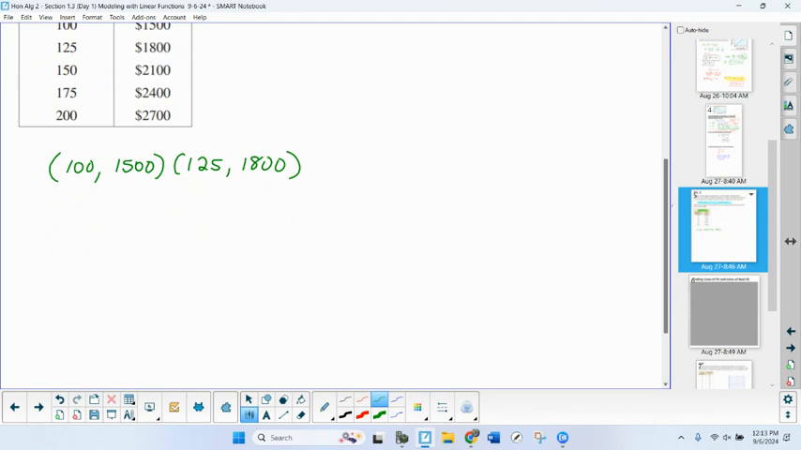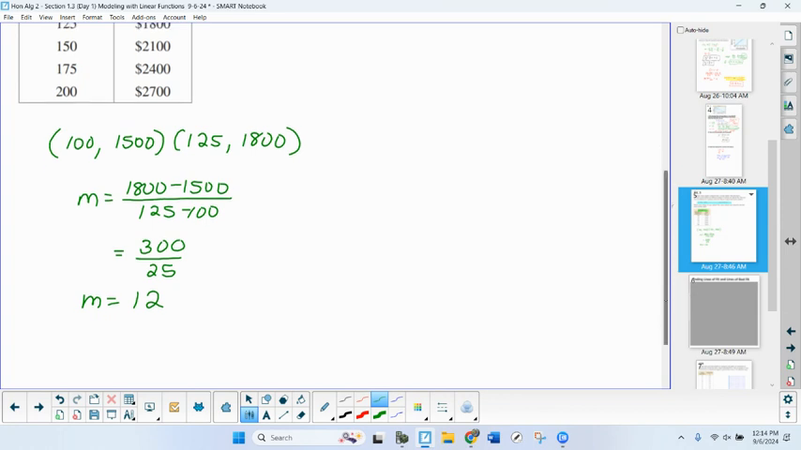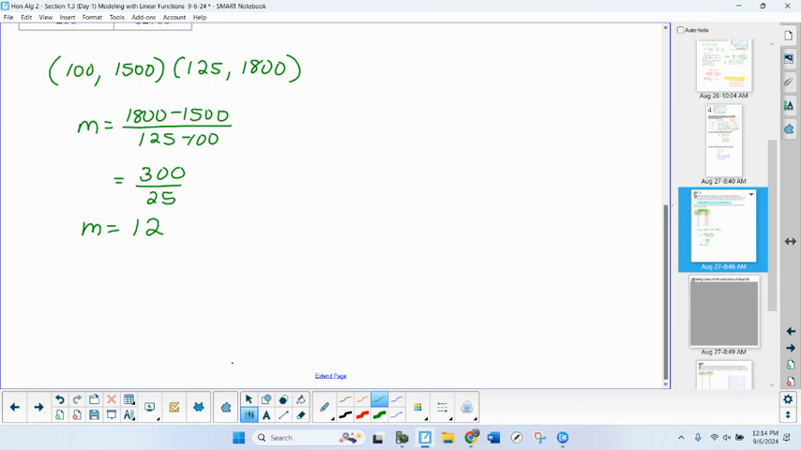So what do we have to find first, Paige? How do you want to find the slope? 1,800 minus 1,500 over 125 minus 100. So it's 300 over 25, which is 12. Now, we have to find B. Do you like to use point slope or slope intercept? Slope intercept.